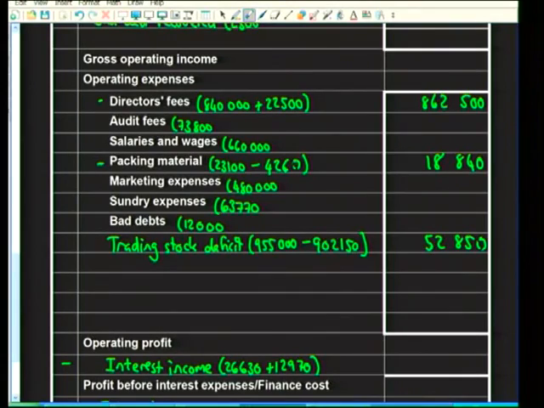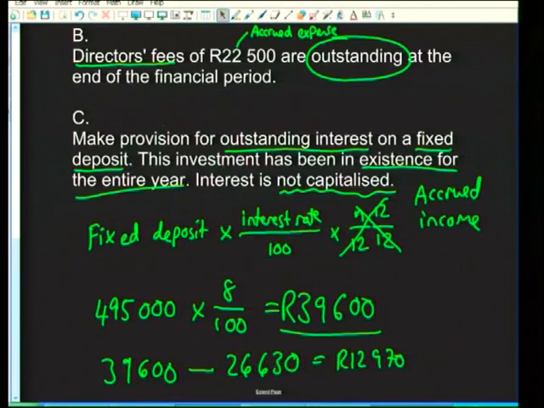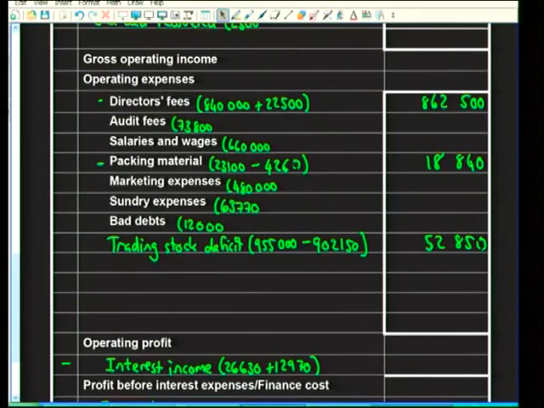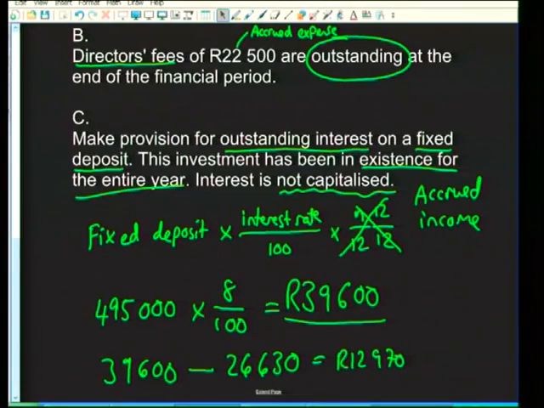If you add those two together, we should actually get this answer of 39,600 again. So you can check that for yourselves. The answer for interest income comes to 39,600 Rand. Okay, that was that page of adjustments. Let's have a look at the next one.